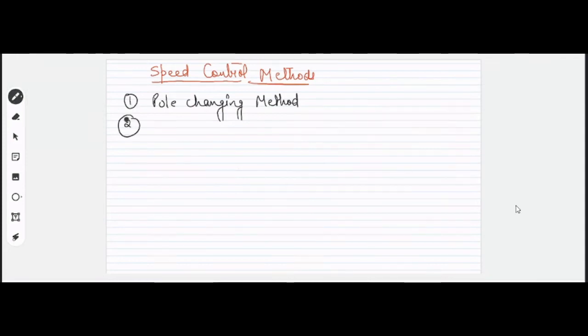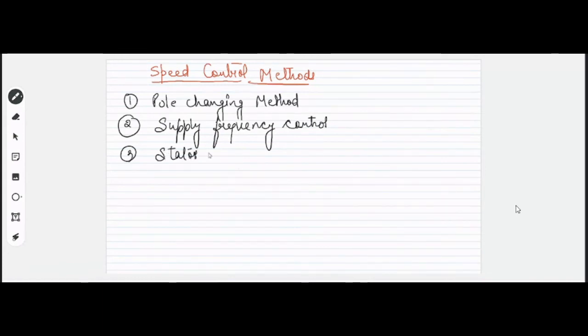As also being discussed, your speed is also proportional to the frequency. So the other method is called stator supply frequency or supply frequency control. Again, this method is responsible for the synchronous speed control, right? So if we will be able to control the synchronous speed, that means we'll be able to control the rotor speed. The third one is stator voltage control.